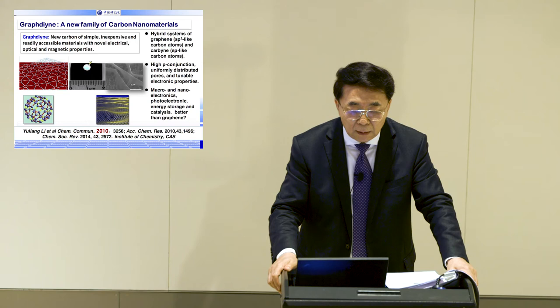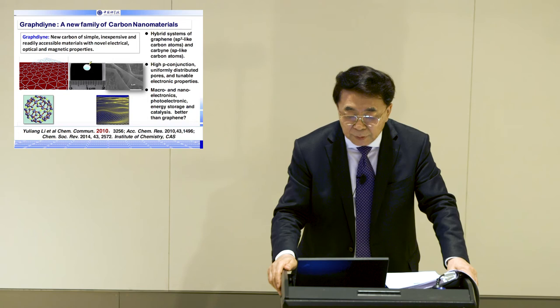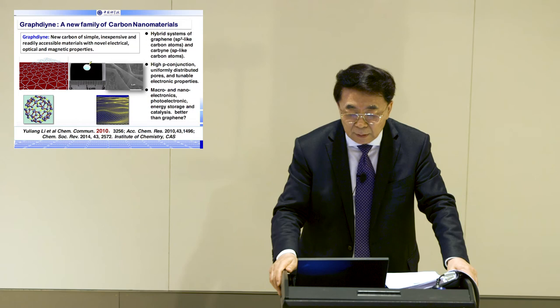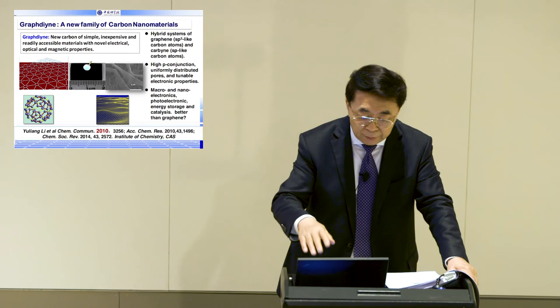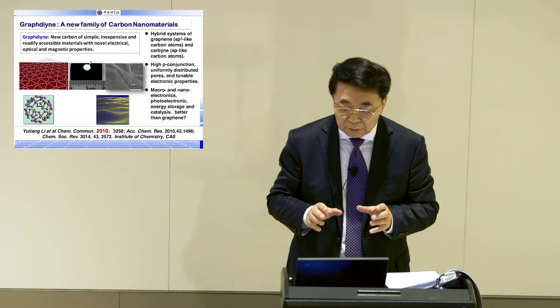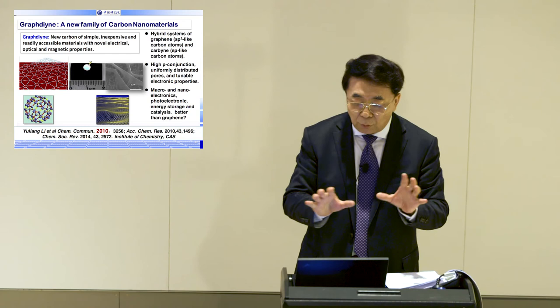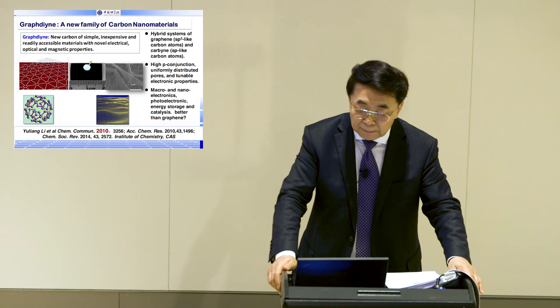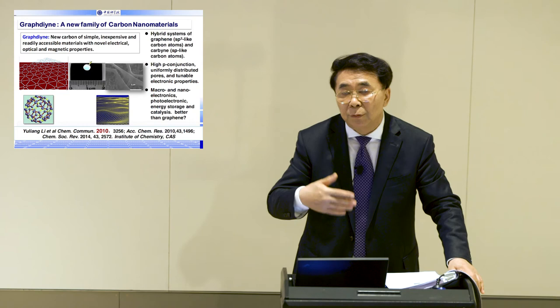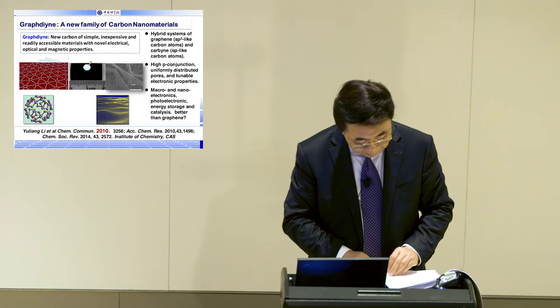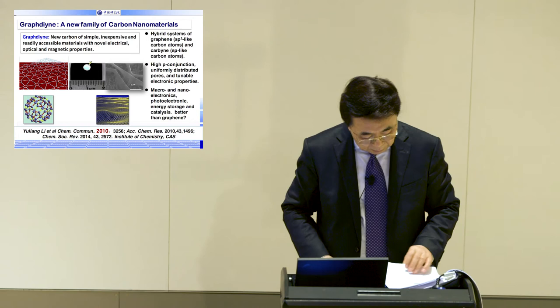It's a new carbon material, inexpensive and readily accessible, with novel electrical, optical, and magnetic properties. They have published several papers because it has highly conjugated structure, uniformly distributed pores and tunable electronic properties. This group continues to investigate the properties of this material. They found that some properties are supposed to be better than graphene.